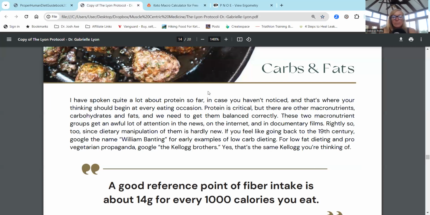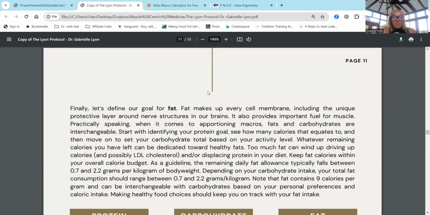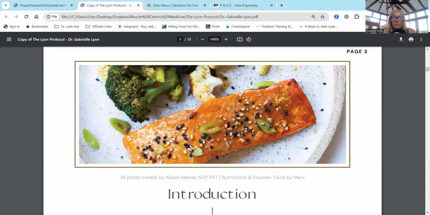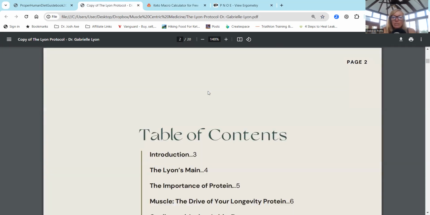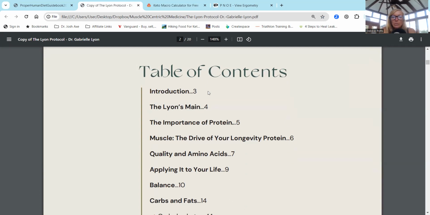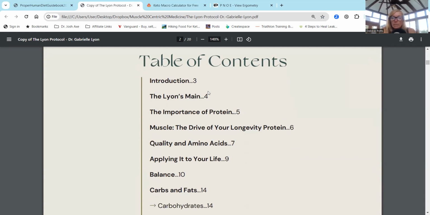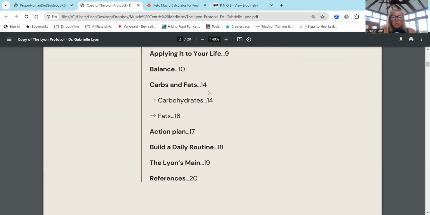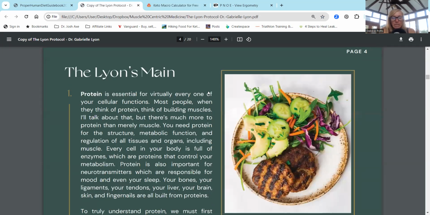And then nutritionally, you can look at Dr. Gabrielle Lyon. She has a free copy of the Lyon protocol on her website. So go to drgabriellelyon.com, I think it is. And this is a nice 20-something page handout you can download on the Lyon protocol. Importance of protein, muscle, the driver of your longevity, quality amino acids, applying it to your life, balance, carbs, fats, proteins. So great information, free to you.